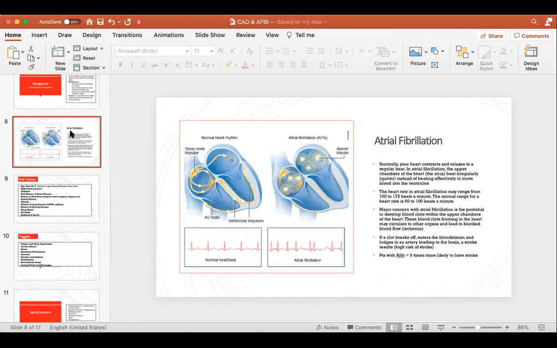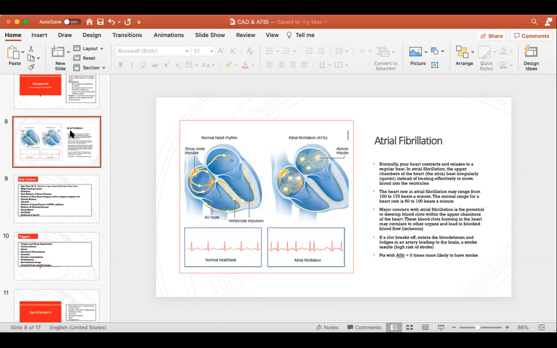And next we'll be talking about atrial fibrillation. Normally our heart contracts and relaxes in a coordinated beat, but in atrial fibrillation, the upper chambers, or the atria, beat irregularly, and this ineffectively moves the blood into the ventricles. A heart rate in atrial fibrillation may range from 100 to 175 beats a minute, where normally it would be 60 to 100 beats a minute.